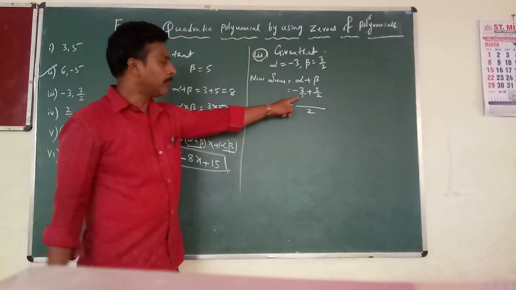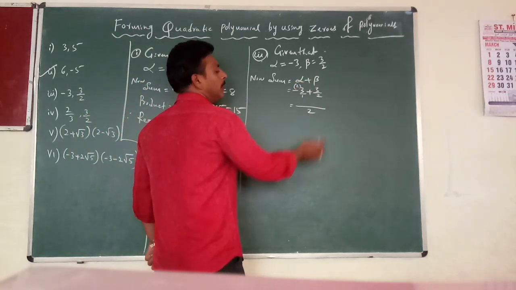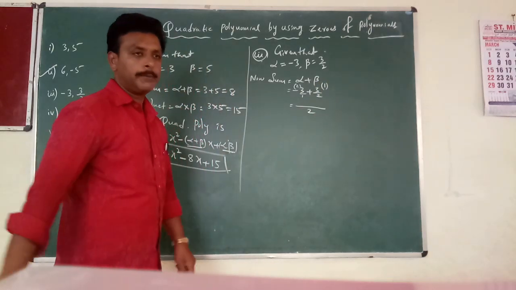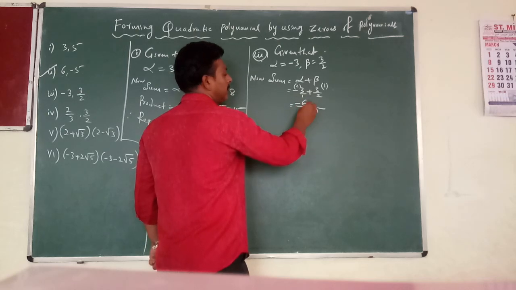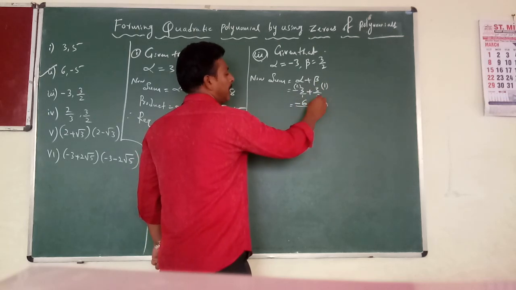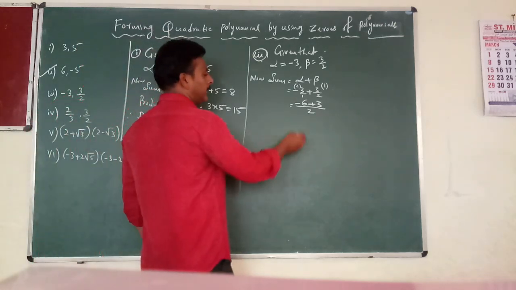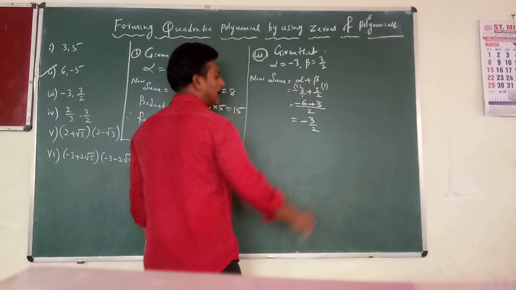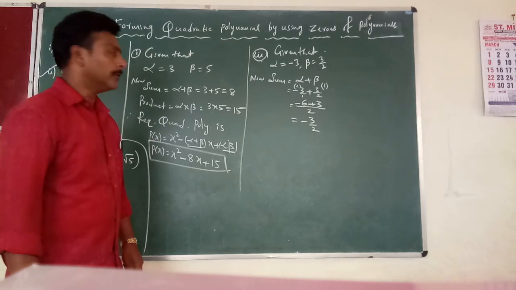Then first, 1 whats are 2? 1 twos are 2. 2 whats are 2? 2 ones are 2. Can we multiply? 2 into -3, -6, plus 1 into 3, 3. So one is negative, one is positive. You have to subtract. Then what you will get? -3/2. Am I right? This is the sum of the zeros.